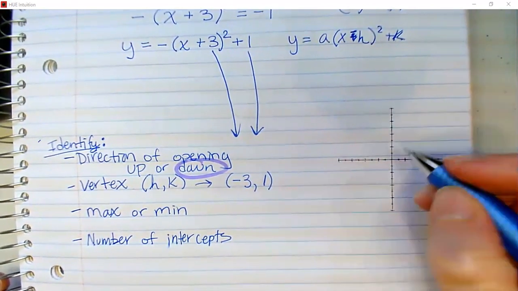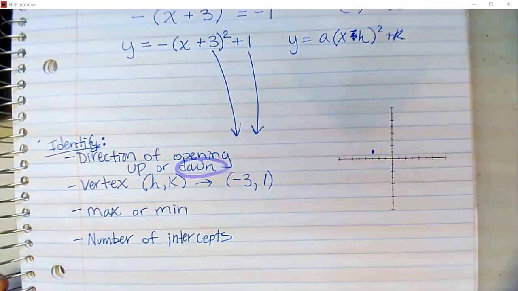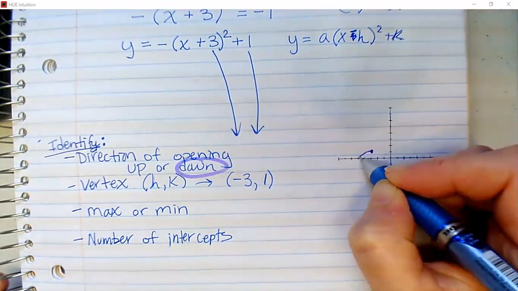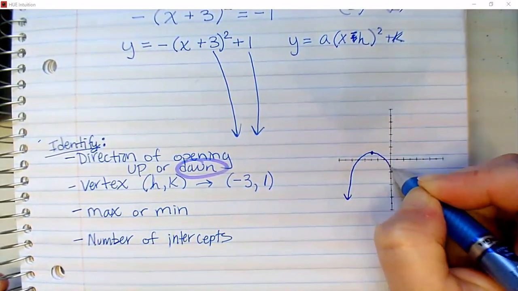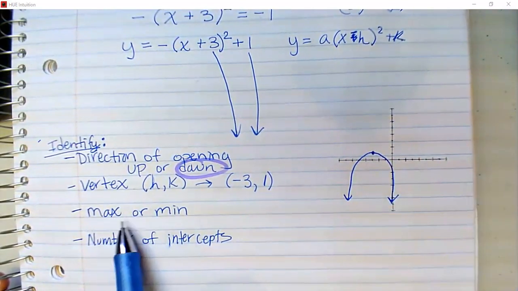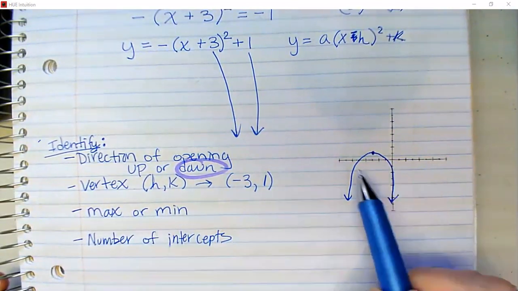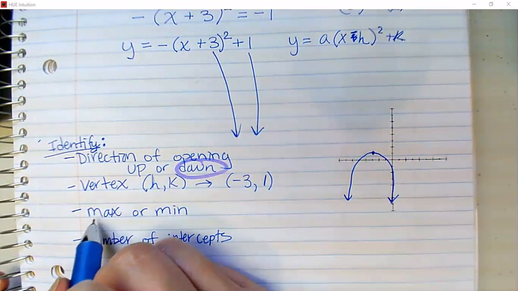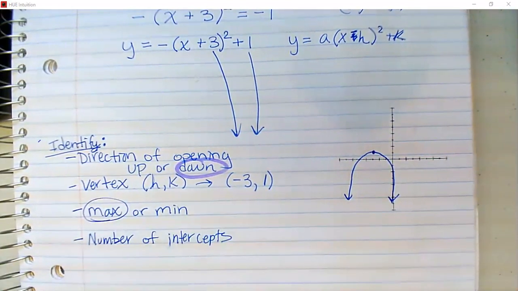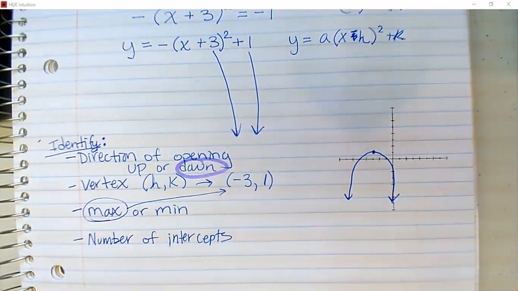Okay, I'm going to graph that for you right here. So negative 3 and positive 1. All right, and let's think about it. If it opens down, then that means our quadratic is going to look something like this. All right, next it's going to ask me, is our vertex a maximum point or a minimum point? Well, if it opens down, then that tells us that we have a maximum value. Where's our max located? It's located at the vertex right here.